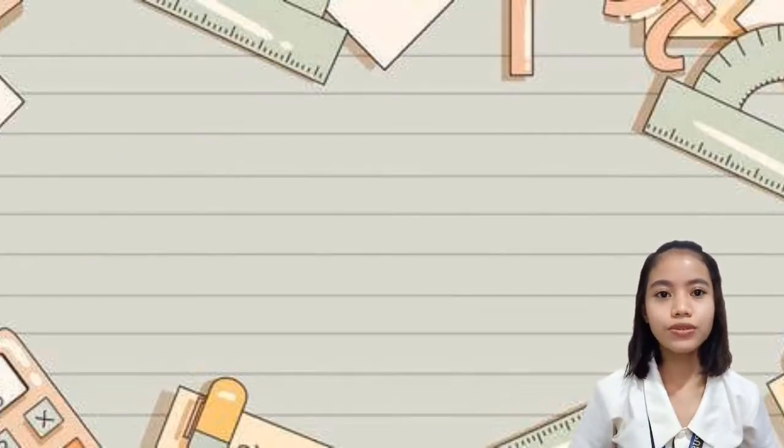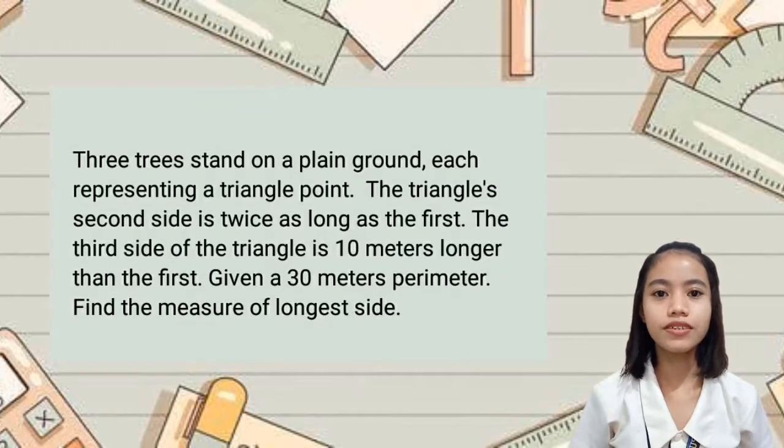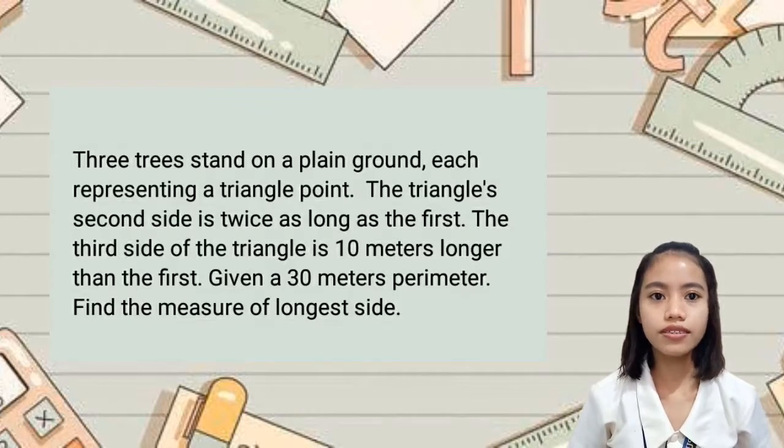Now we are going to use this strategy to answer our word problem. The problem is: 3 trees stand on plain ground, each representing a triangle point. The triangle's second side is twice as long as the first. The third side of the triangle is 10 meters longer than the first, given a 30 meters perimeter. Find the measure of the longest side.